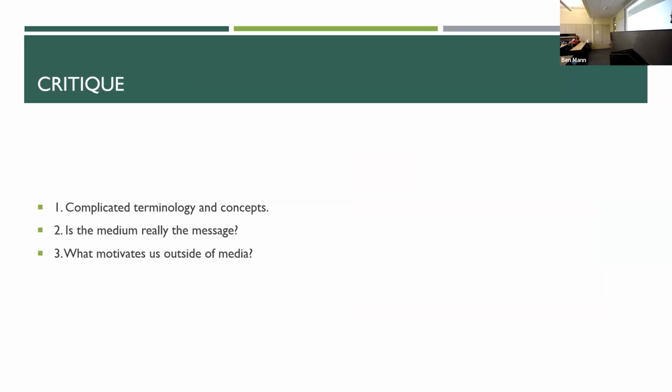One of them is that media ecology theory is kind of complicated. It's got a lot of different parts, pretty detailed terminology and various concepts here. So there's a fair bit to sift through. And generally speaking, a good theory is towing that line between simplicity, but also having depth to it.